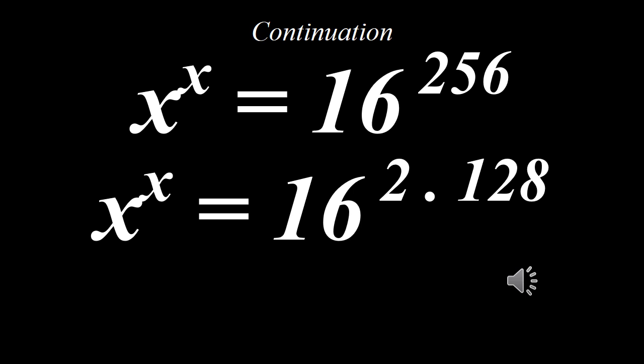So we now have x raised to power x equals 4 raised to power 2 will become 16, then raised to power 256. So if we divide 256 further by 2, then we raise the 2 to power of 16. Then we have x raised to power x equals 16 raised to power 2 multiplied by 128.